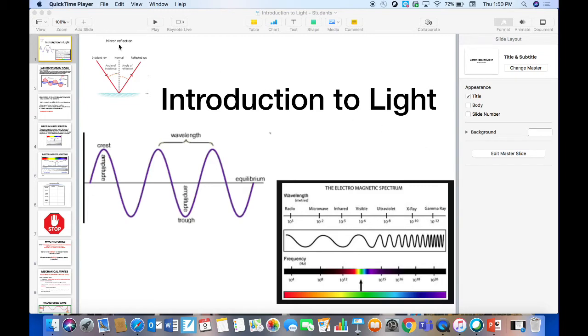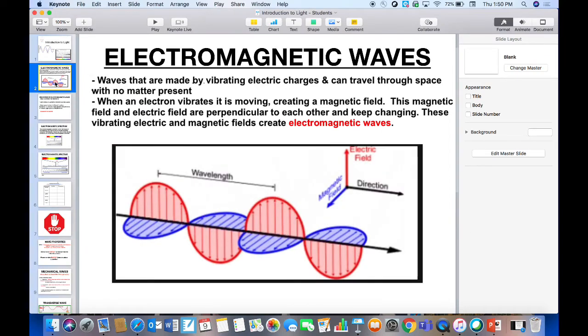So starting off with our introduction of light, what I'm first going to talk about is what are electromagnetic waves. And following the screen in front of you, what are these waves? These are waves that are made by vibrating electric charges. These are waves that can travel through space. And what that means is that they can travel with no matter present. Not a solid, liquid, or gas needs to be present for these electromagnetic waves to travel through. These are very, very unique waves.